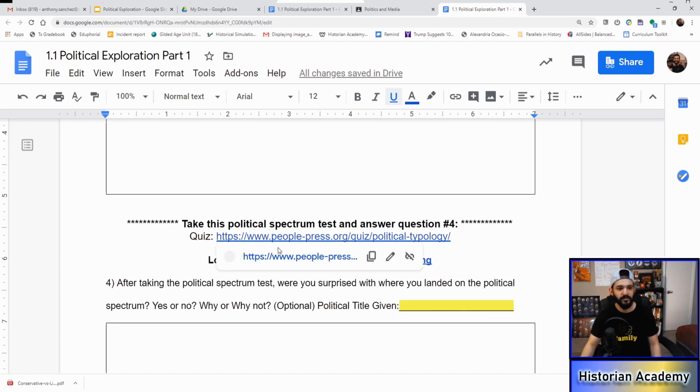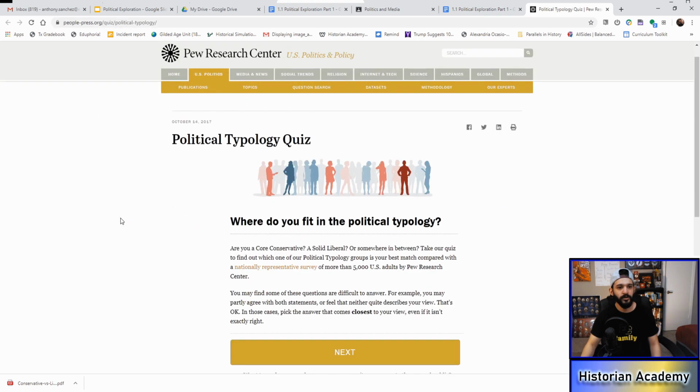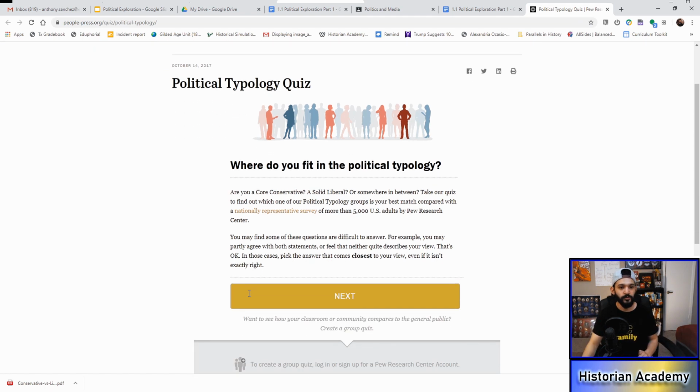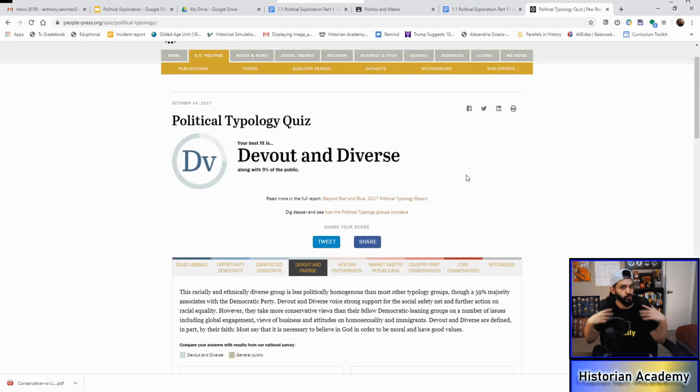Here's the test. You click this link. It's peoplepress.org, coming from the Pew Research Center. This is a non-political leaning, unbiased type of research for politics, and they're highly credible. They have their own typology quiz, where you answer a bunch of questions and they put you on a spectrum on the left or the right. So we'll see. I'm going to take this, but I'm just going to choose random answers. Give me 1 second. I went ahead and just chose random answers, and I didn't even read the questions or the answers, and this is what it put me under.